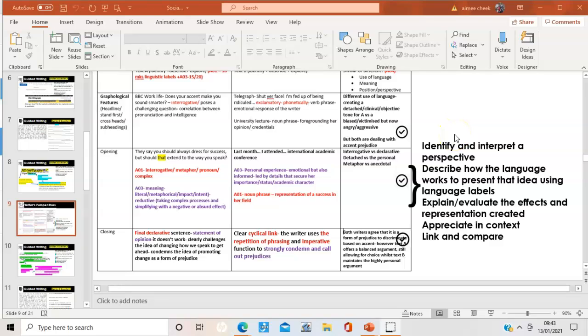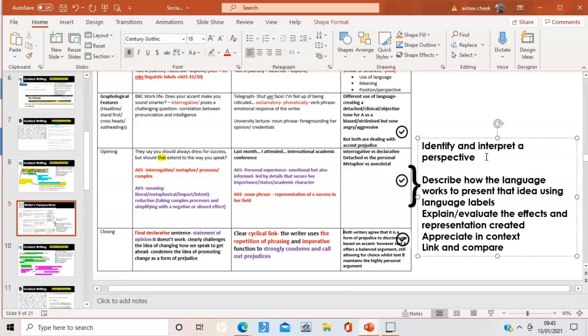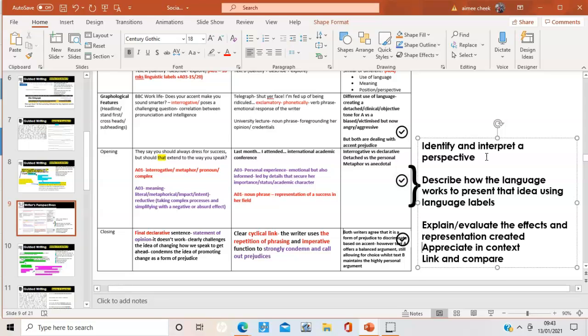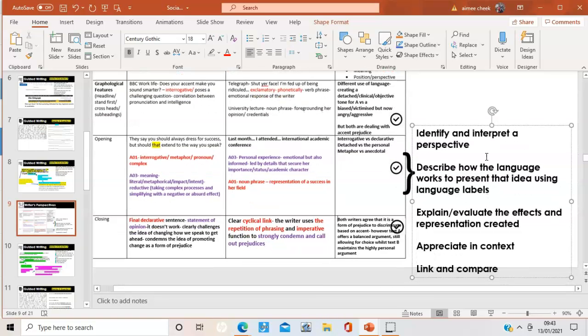So what we've got here is our acronym: identify and interpret, describe, explain, appreciate, and link. Now, if we were doing this together in class, I would be asking you to help me at this stage. So I'm going to imagine that you are all listening and verbally shouting ideas out to the screen. So the first thing is we've got to identify and interpret a perspective. Now, this is where the table can be a helpful tool. We can't use it in the exam, but when we're practicing this in class, this table is a good scaffolding step.